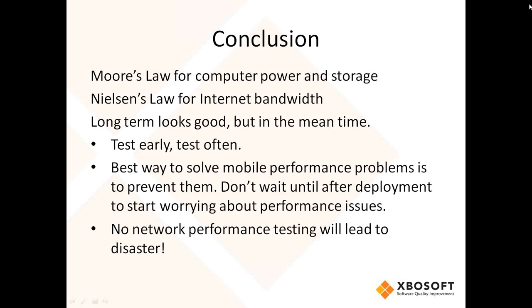A very close corollary to it is Nielsen's law for internet bandwidth. It's pretty much the same law. Internet bandwidth is doubling every 18 months, and that's good. So the long term does look good. But in the meantime, it is not good. You need to test early, test often. The best way to solve mobile performance problems is to prevent them. If you wait till after deployment, that's too late. No network performance testing ahead of time will lead to disaster.